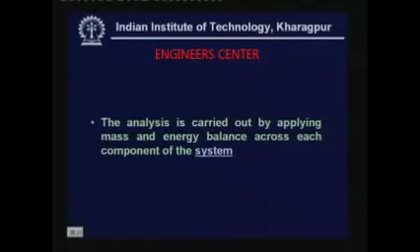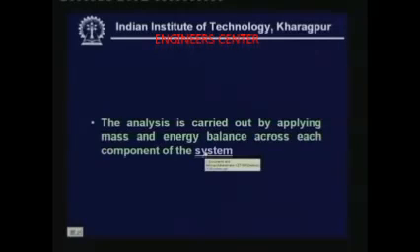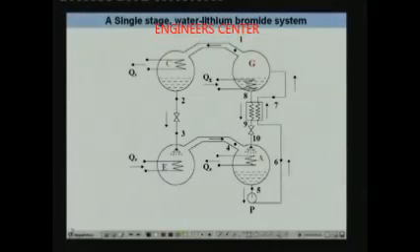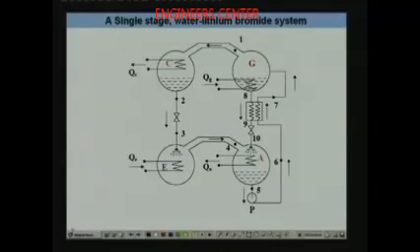And the analysis is carried out by applying mass and energy balance across each component of the system. So let me first explain the system, and let me give the equations. In fact, you might have noticed that in the last lecture I have explained the basic vapor absorption refrigerant system. So let me once again explain it briefly. Here you have 4 basic components.